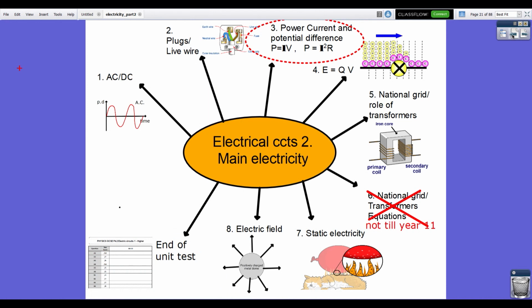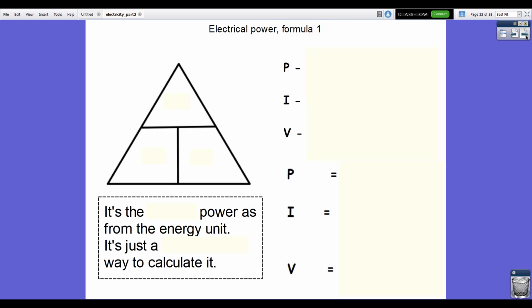Just a reminder of where we are in the syllabus at the moment. We're working through electricity 2. We've done AC, DC, plugs and wires and the earthing, and now we're coming back to a couple of formula-based lessons using formulas for calculating power and energy in electricity. So here is the formula that we're going to go through today. Fundamentally, the formula we're looking at is power equals current times potential difference, or voltage.